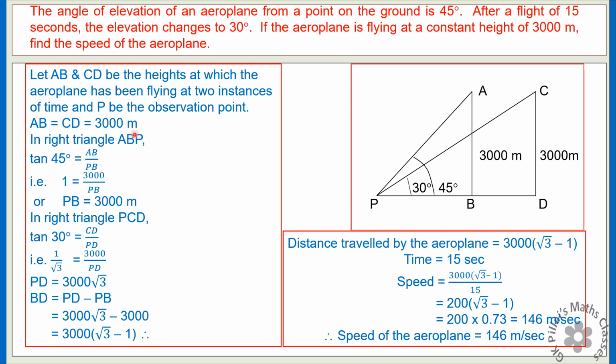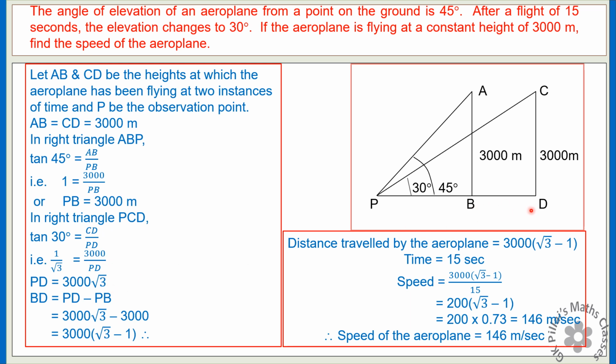So what we will do, we will write the step properly like this, and AB equal to CD equal to 3000 meter. Take this triangle with angle 45 degrees, tan 45 equal to AB upon PB. 1 equal to 3000 upon PB, and you will get PB to be 3000. PB is 3000. Now let us take the triangle PDC. Tan 30 degrees equal to CD upon PD, 3000 upon PD. So PD will become 3000 root 3.